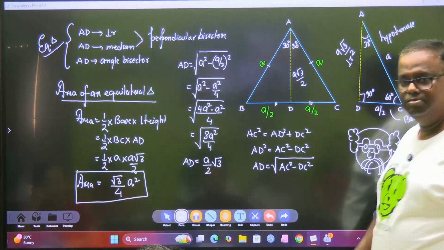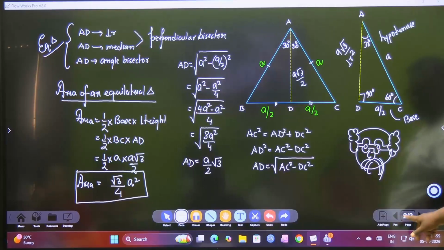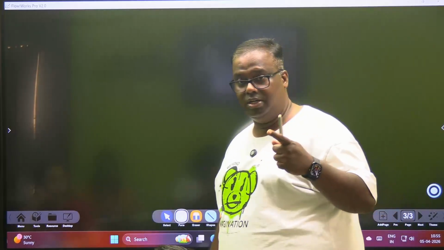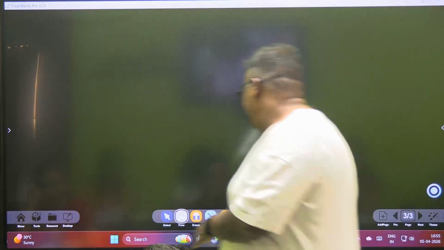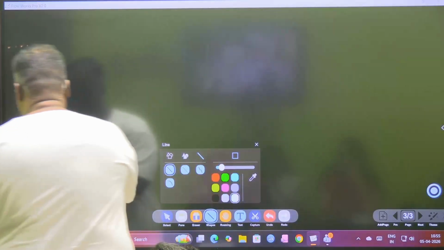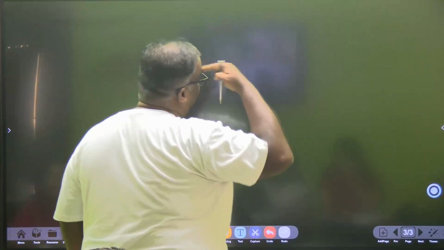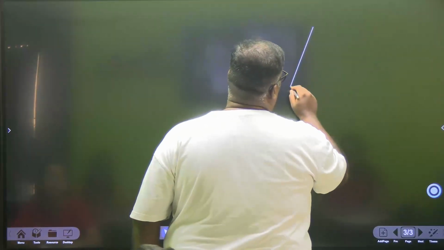Let's move ahead. Okay, so we saw a standard triangle, we saw the equilateral triangle. Now we bring our case where the triangle is scalene. It is neither equilateral, nor a right angle triangle, nor isosceles. The triangle is scalene. So let me make a scalene triangle.